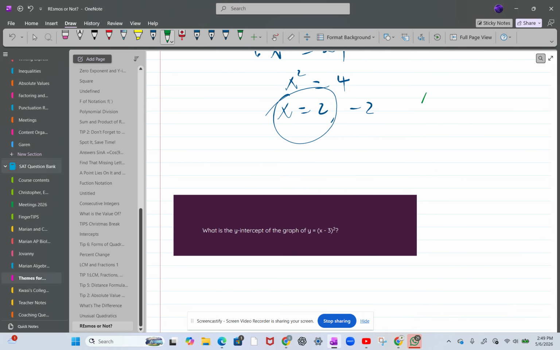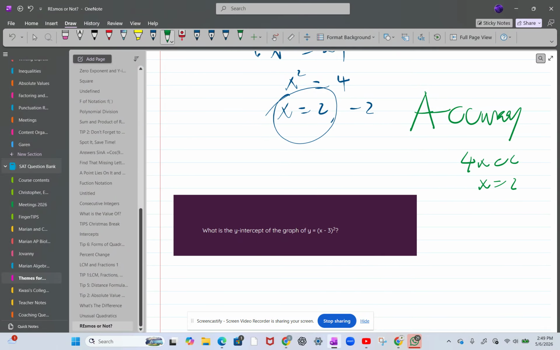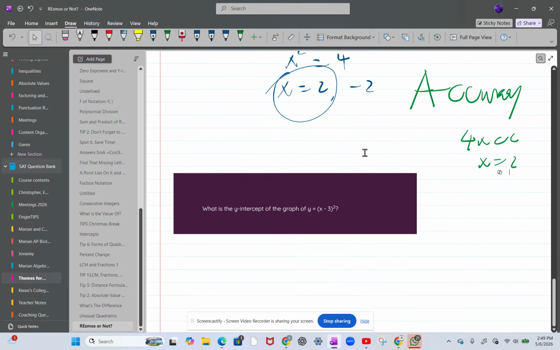Because accuracy, that's what I've been telling you, accuracy counts a whole lot. Speed and accuracy. So if the answer is 2, for instance, let's say 4x equals 2, and then you put x equals 2, the accuracy is x equals half, right? So accuracy counts a lot. Make sure you check your work.